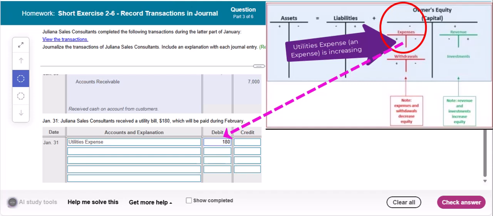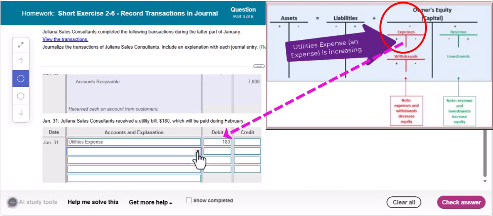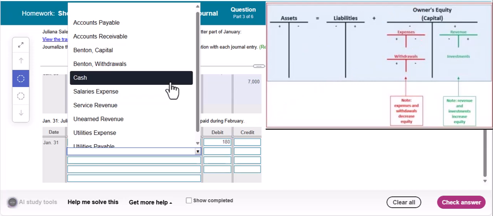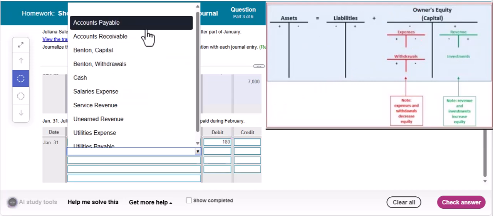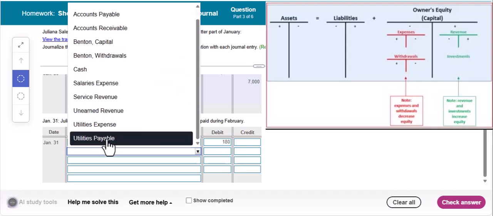All right, now let's take a look at our chart or list of accounts. In this case here, how many different kinds of payables do we have? We have accounts payable right here, but however, you have to be careful with this company has chosen to also have a utilities payable down here at the bottom, which is more appropriate.